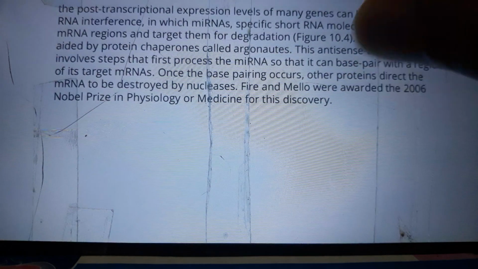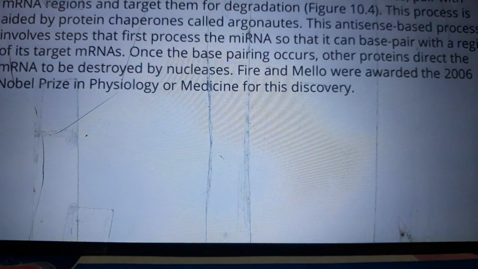So I'd like to read that again for you. This antisense-based process involves steps that first process the miRNA so that it can base pair with a region of its target mRNAs. Once the base pairing occurs, other proteins direct the mRNA to be destroyed by nucleases. Fire and Mello were awarded the 2006 Nobel Prize in Physiology and Medicine for this discovery.